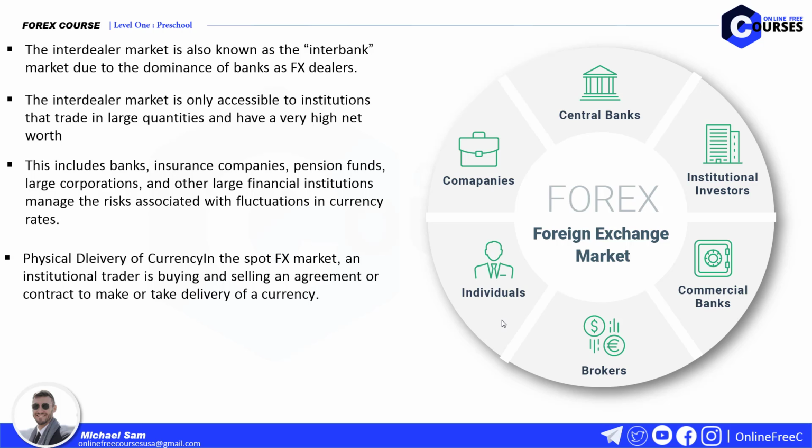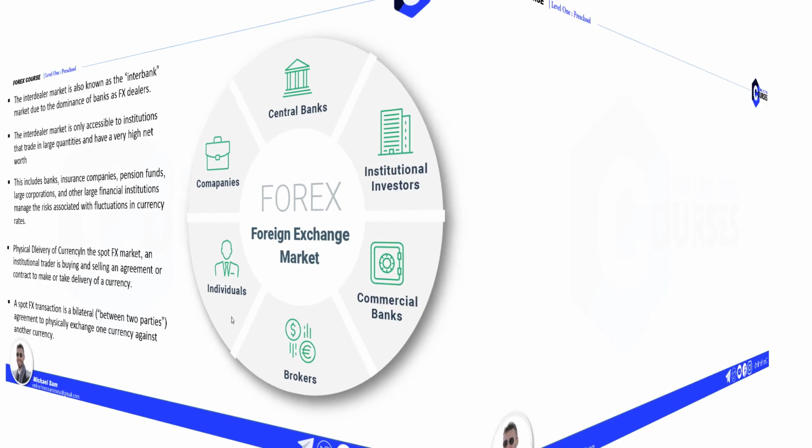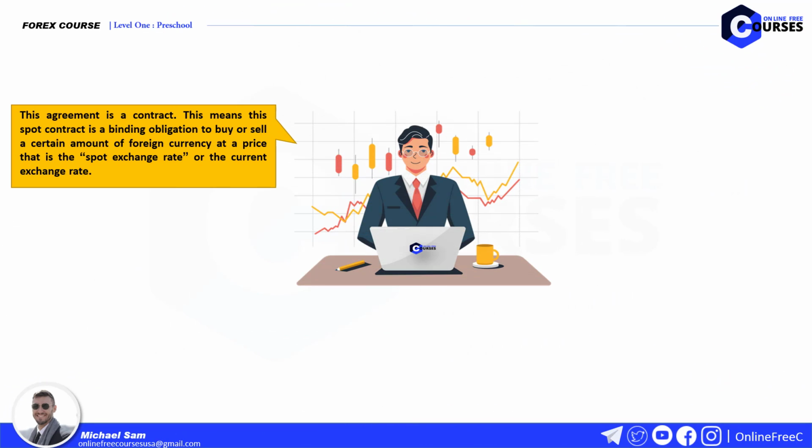An institutional trader is buying and selling an agreement or contract to make or take delivery of a currency. A spot FX transaction is a bilateral, between two parties, agreement to physically exchange one currency against another currency. This agreement is a contract. This means this spot contract is a binding obligation to buy or sell a certain amount of foreign currency at a price that is the spot exchange rate, or the current exchange rate.